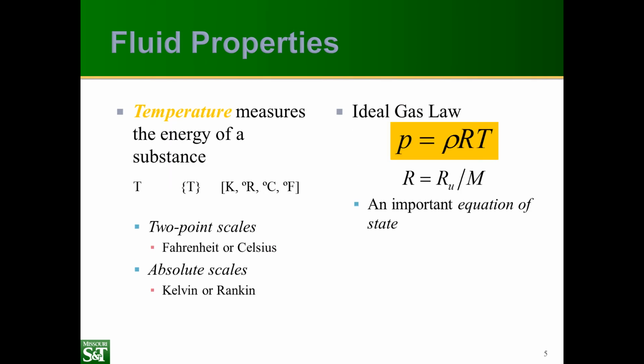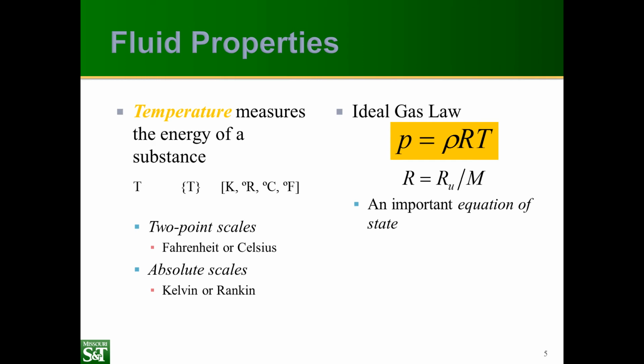Temperature measures the energy of a substance. So objects with high temperature, for instance, transfer heat to objects with lower temperature. And two objects with the same temperature are in thermal equilibrium. And we have two kinds of temperature scales. We have two-point scales like Fahrenheit or Celsius, which are basically based on the freezing and boiling points of some substance like water. Or we have absolute scales like Kelvin or Rankine, which are based on thermodynamics. And these are the ones we're going to use for most scientific purposes. In fact, we're almost always going to use Kelvin or Rankine for engineering calculations.